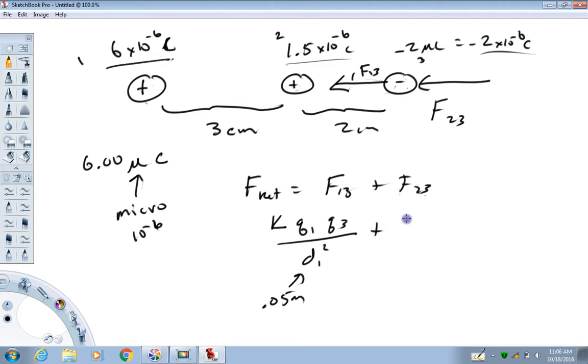Force 2,3 is going to equal K Q2 Q3 over this distance squared. Okay, so in this equation, again, this is the Coulomb constant, 9 times 10 to the 9th. My Q2 is this charge. In my example, that's 1.5 times 10 to the minus 6. My Q3 is this charge, 2 times 10 to the minus 6 coulombs. And then the distance, again, for the force between these two is 2 centimeters. Got to be careful, you want that in meters. That would be 0.02 meters. So that's where you put all the numbers in to get the net force on this particle.